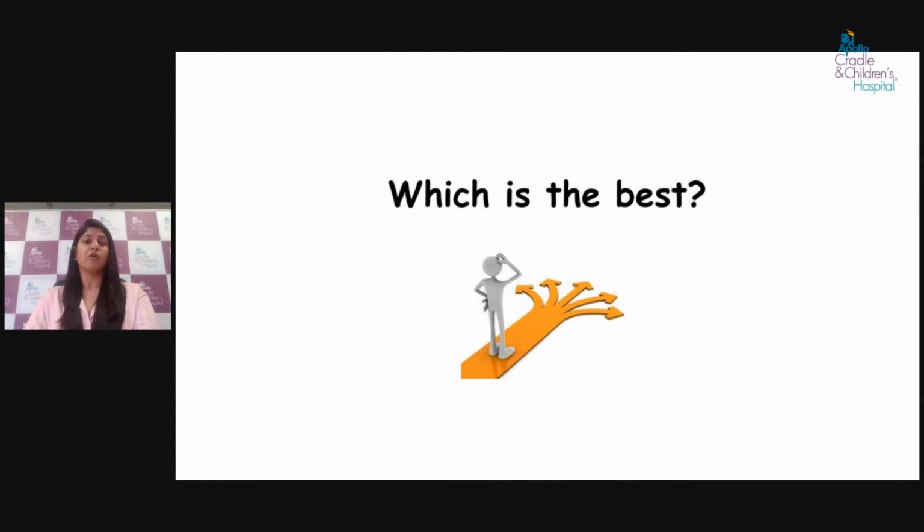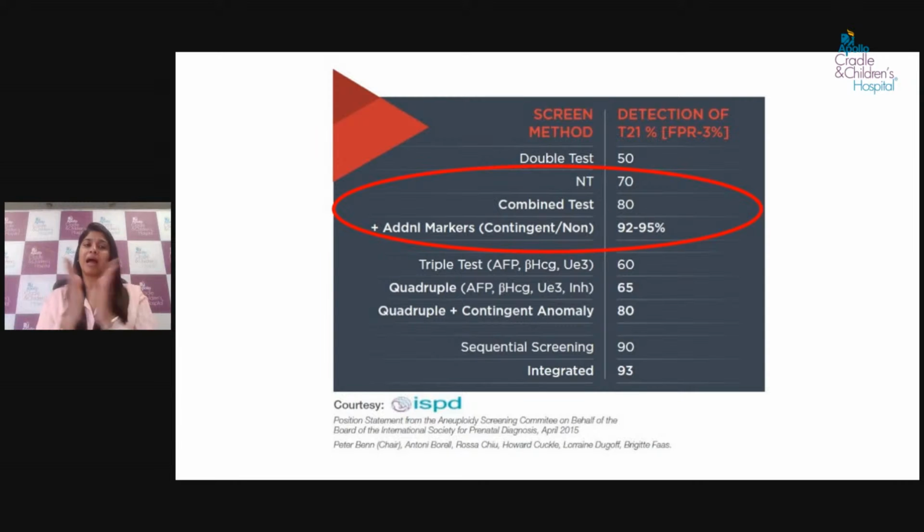So which is the best? I would say the emphasis is, the earlier, the better. First trimester screening is the best screening method that we have to detect chromosomal abnormalities at this position. Like I've already discussed, just by doing the blood test, we will be able to detect about 50% with a false positive rate of 3% for trisomy 21.